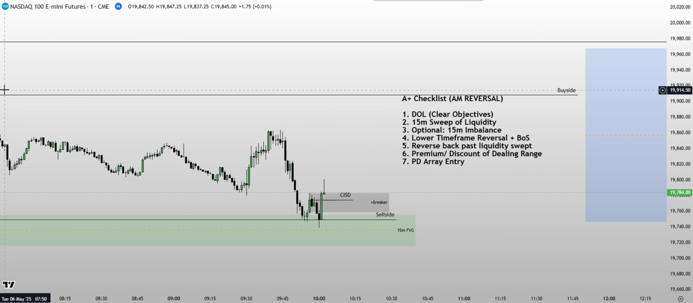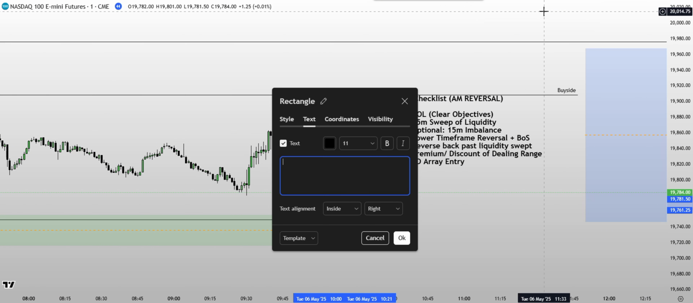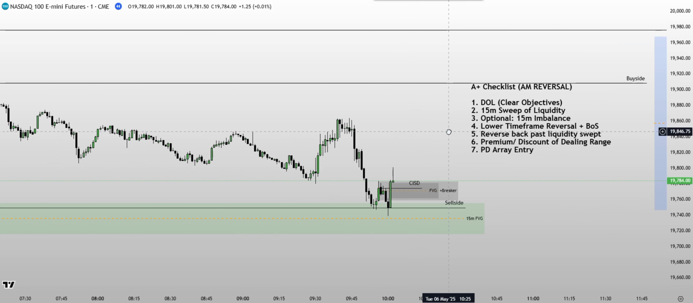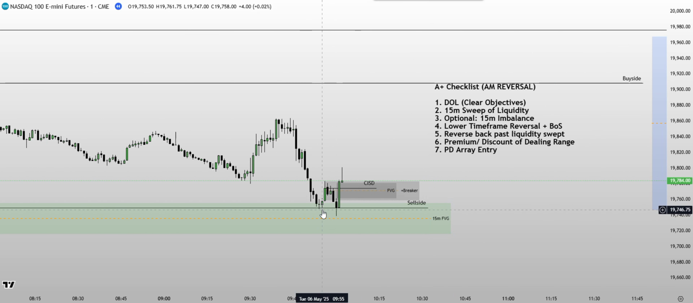And we do get a fair value gap right here as well. So we have a fair value gap simultaneously aligned with a breaker. So let's recap this A+ checklist. Are there clear objectives to the upside? Yes. 50-minute sweep of sell side? Yes. 50-minute imbalance optional? Yes. Lower time frame reversal? Yes. Break of structure? Yes. We also have that change in the state, which is even stronger.